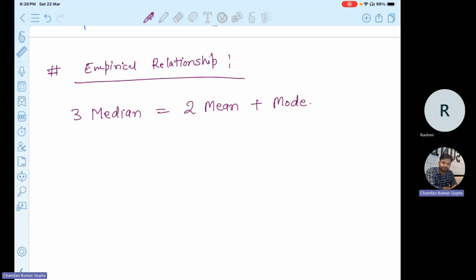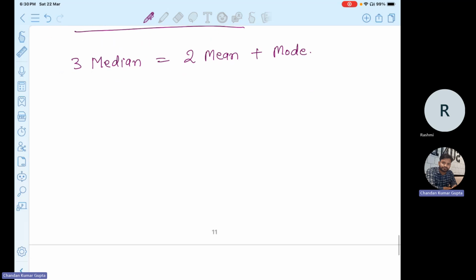Now, up to this point, we have discussed the measures of central tendency, how the mean value, the median value, and the mode value are calculated with the help of either discrete or grouped frequency data. Now the next is measure of dispersion. If anyone has any doubt, they can directly ask.